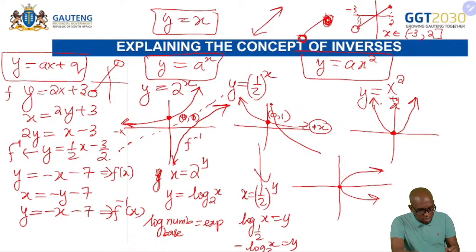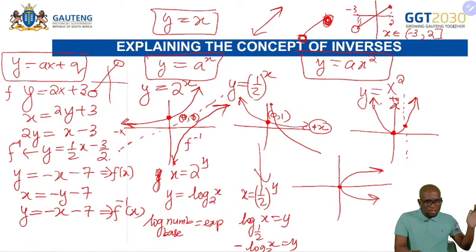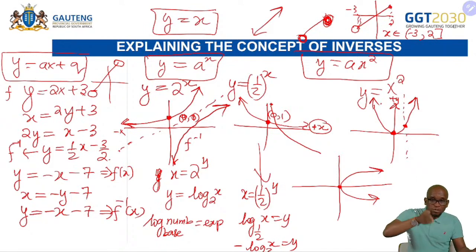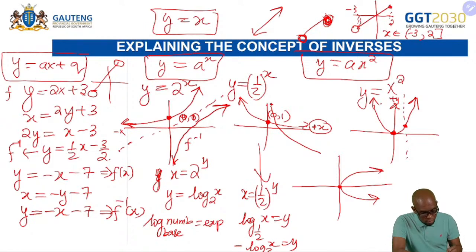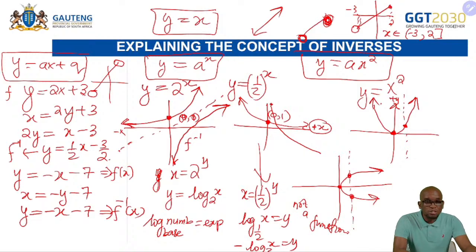Now, if you check this graph here, if you draw a vertical line, it touches the graph on one point. So we say that it is a function, because if you draw a vertical line from left to right, which is parallel to the y-axis, it will touch the graph on only one point. But if you draw a vertical line here, it touches the graph on two different points. So this is not a function. The inverse of this parabola is not a function.